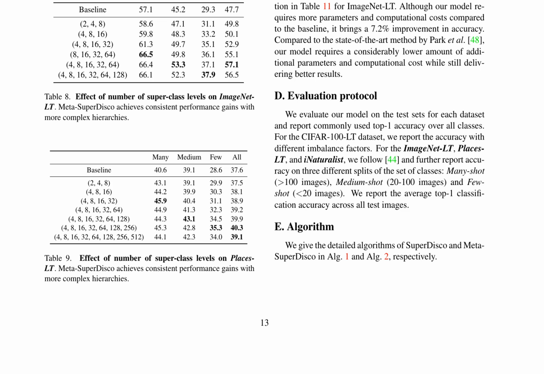The evaluation protocol includes reporting top 1 accuracy over all classes for each dataset. For CIFAR100LT, accuracy is reported with different imbalance factors. For ImageNet LT, Places LT, and iNaturalist, accuracy is reported on 3 different splits of the set of classes: many-shot, medium-shot, and few-shot. The detailed algorithms of SuperDisco and meta-SuperDisco are provided, outlining the step-by-step process for implementing the proposed models. These algorithms enable researchers to replicate and build upon the findings presented in the paper.